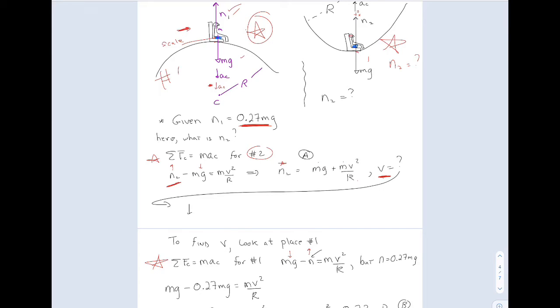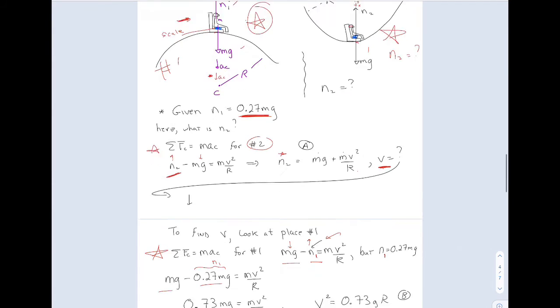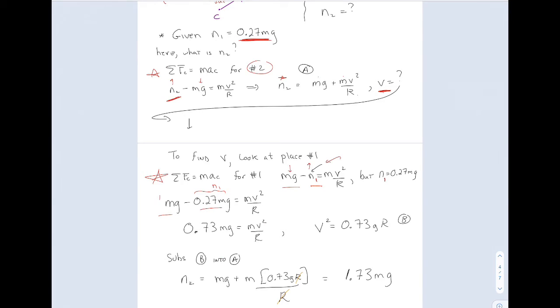Remember, in the problem it said the speed is the same. It's going at constant speed, so I don't have a v1 and a v2. I call this N1, but the normal force for picture 1 is 27% of their weight, so 0.27 mg. So right there I put in my N1, 0.27 mg. So mg minus N1, and this is 1 mg, so 1 minus 0.27 is 0.73.